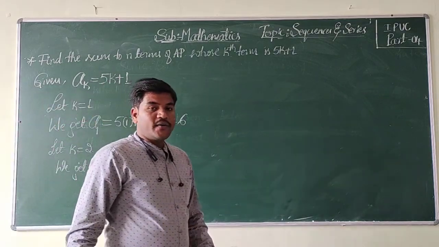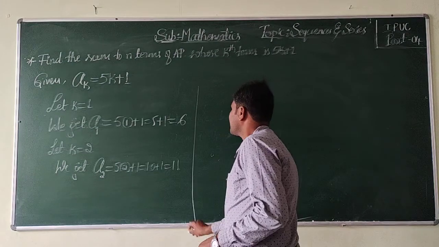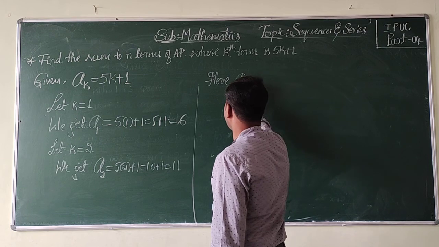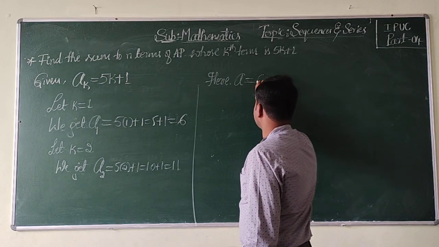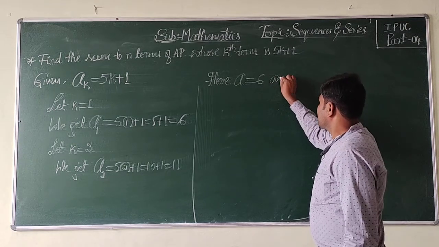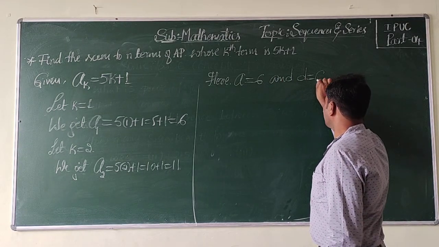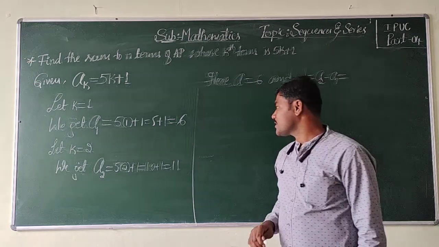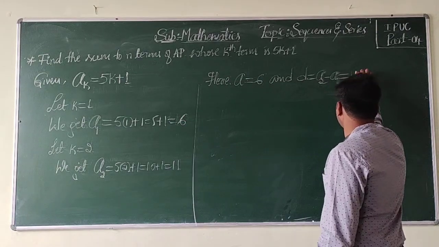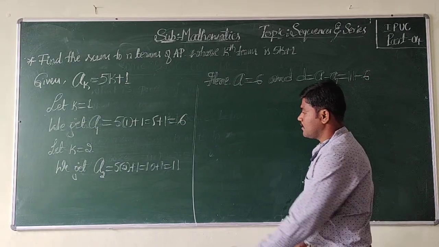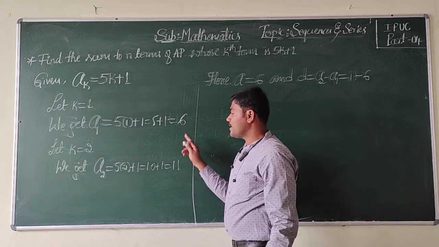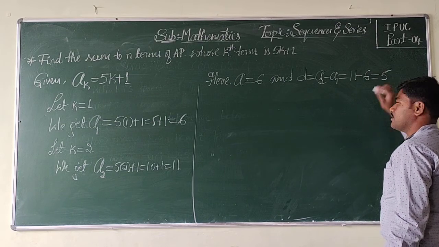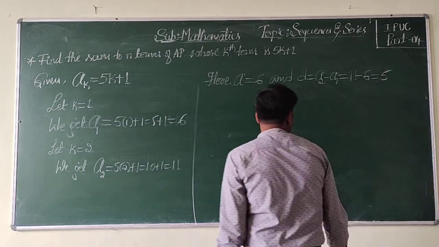Yeah, we got to know the first term and the difference. Here the first term a is a1, equal to 6, and the difference of AP, d, is equal to a2 minus a1, right? Difference in AP is calculated by a2 minus a1. So a2 is 11, a1 is 6. 11 minus 6, that is equal to 5.